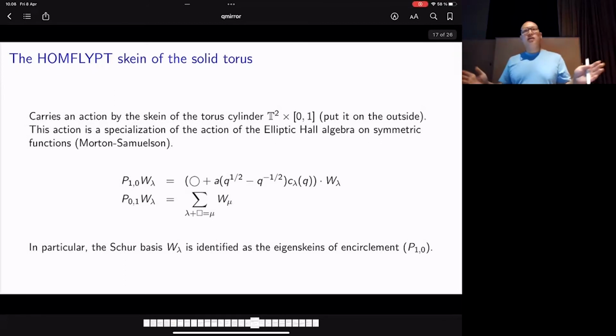There's a standard action of the elliptic Hall algebra on symmetric functions, and they prove that this action is that action. But let me just write the two formulas which contain all the information. I should say what these P01 and P10 are. On the torus, for any rational number p over q, you can draw the circle of slope p over q. P10 means the circle with slope 1, and P01 means the circle with slope infinity, or maybe the other way around. P01 is going to be the one which is contracted in the solid torus, so that's the meridian.